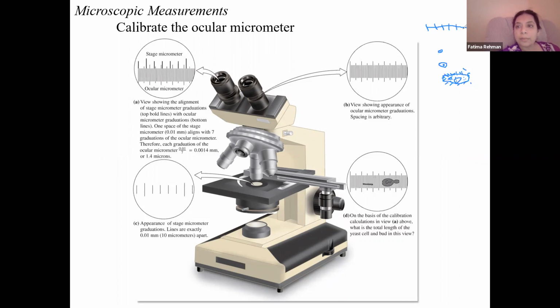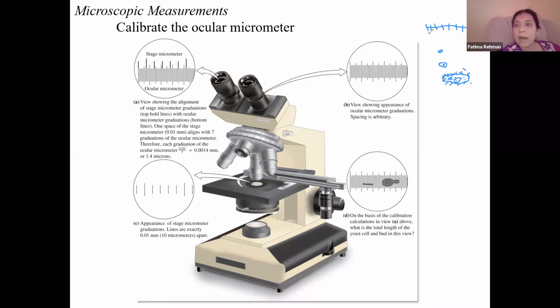I'm just making the big ones, not the small ones here, and obviously not a very good one either. So I made the big 10, and each one of these is subdivided into 10 parts like this. So this ruler is divided into 100 little subunits. Each one of those is called an ocular unit.